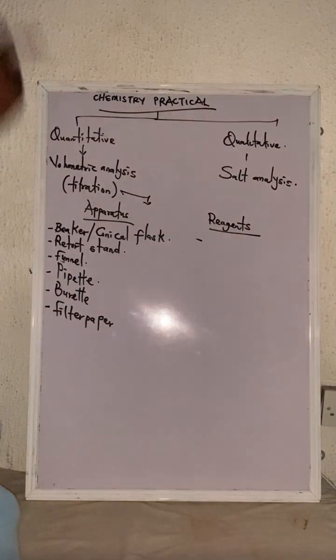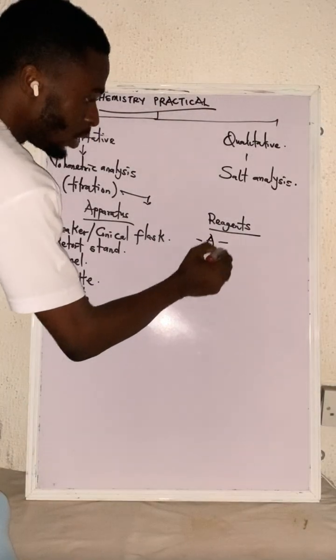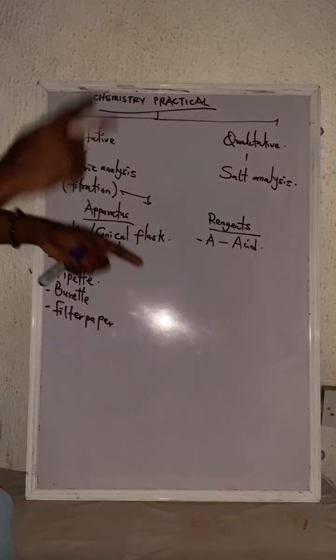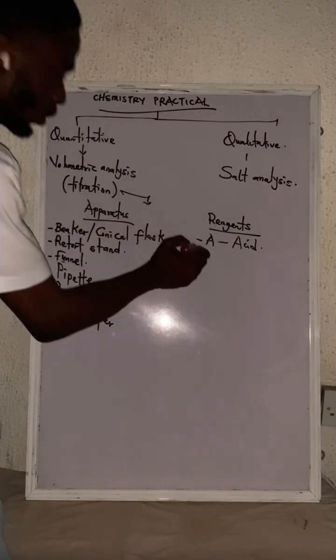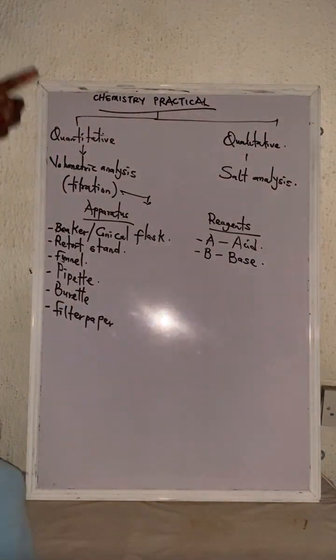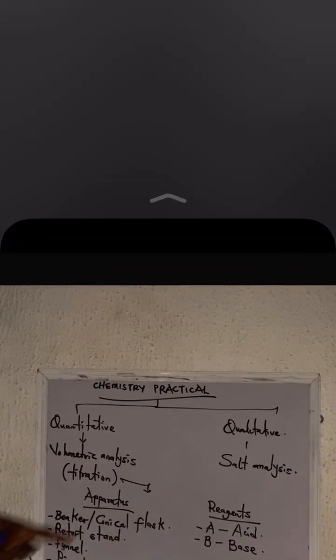We have your reagent A, which is an acid. When you see something in a beaker labelled A, you should know that it's an acid. You're also given a reagent B, which is known as a base. So you're given a reagent A which is an acid, and a reagent B, which is a base.